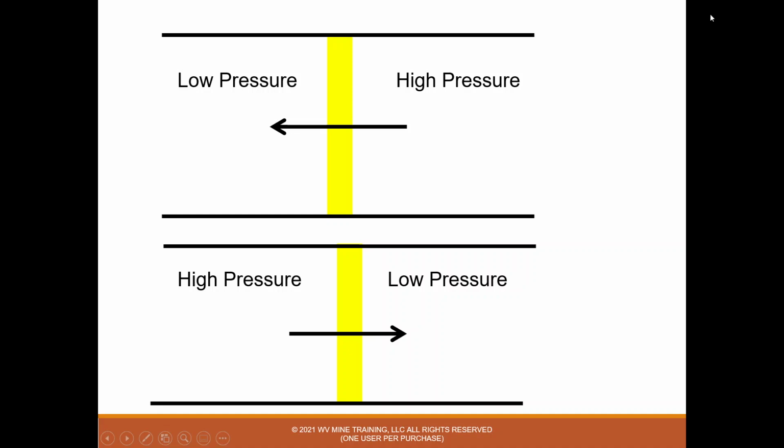So you may have fire seals that will outgas one day, and maybe ingas the next based on barometric pressure. And just keep in mind that air always flows from high pressure to low pressure.